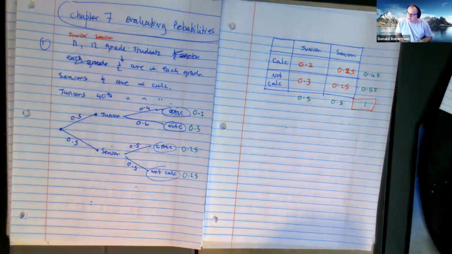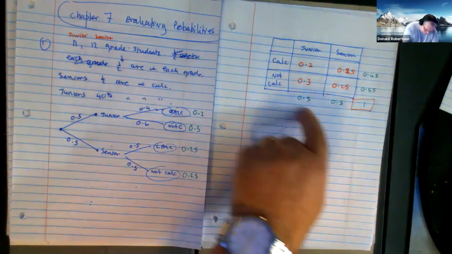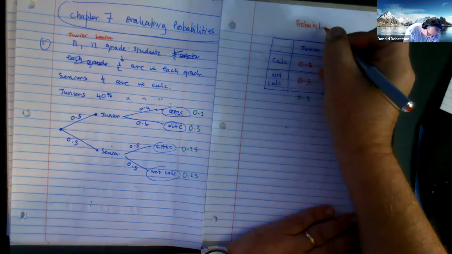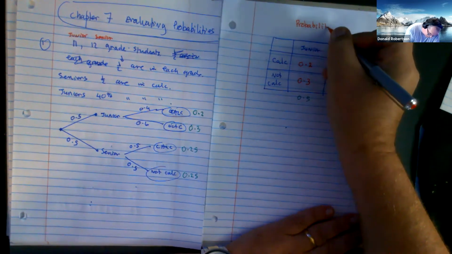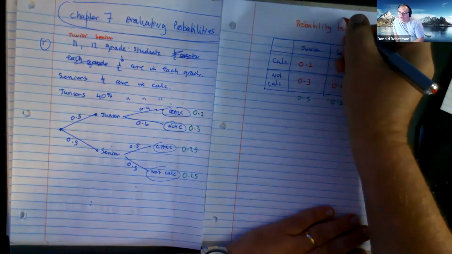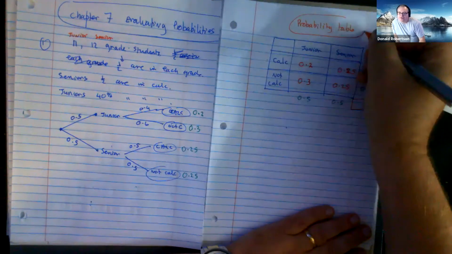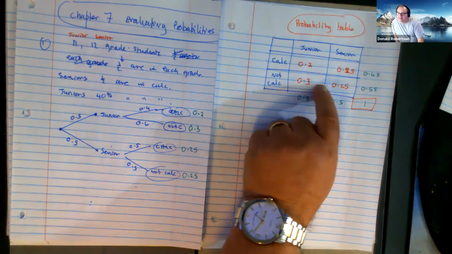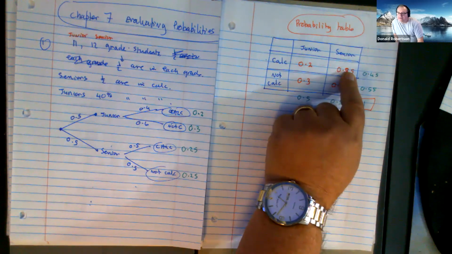So far, so good. Now, this table is a probability table. It contains probabilities of certain things happening. So if I looked at this table, I could say there's a 0.3 chance that if I pick a student from this school, they're a junior who doesn't take calculus. And this number here, if I pick a student at random from this school, the chances that that student is a senior and takes calculus is 0.25.